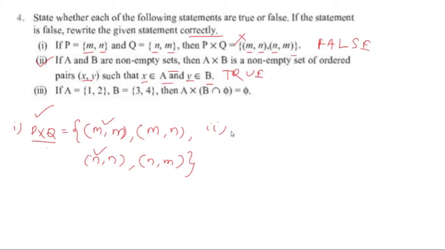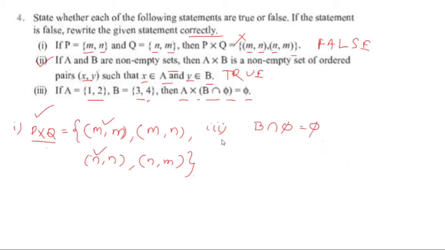Okay. Next, we will analyze the third statement. Here you can see A is the set where the elements are 1 and 2 and B is the set where the elements are 3 and 4. We have to verify whether (A cross B) intersection phi is phi or not. We have learned in the previous video that the intersection of any set with phi or empty set is always phi. So I can write B intersection phi is phi.